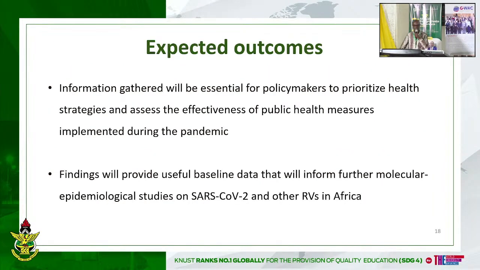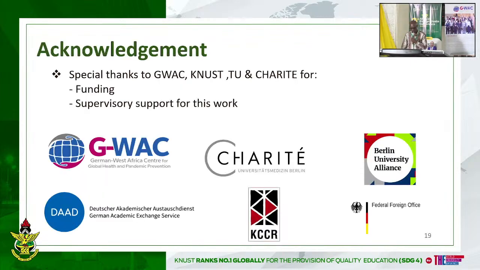The expected outcome of this study is that the information gathered will be essential for policymakers to prioritize health strategies and assess the effectiveness of public health measures implemented during the pandemic. From this study, we can get informed knowledge and data to guide us into the future for future pandemics or future diseases that will crop up. Findings will provide useful baseline data that will inform further molecular epidemiological studies on SARS-CoV-2 and other respiratory viruses in Ghana. We are grateful to these institutions for funding this exploratory work.